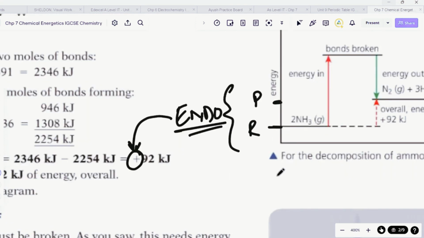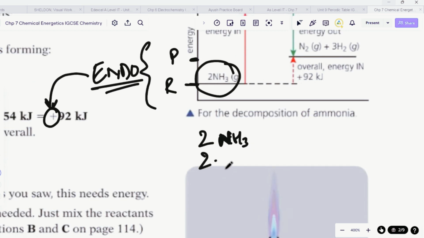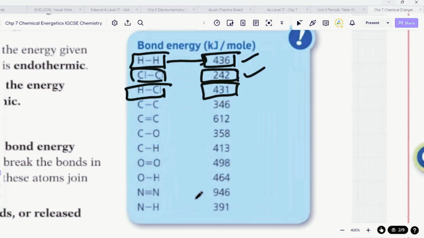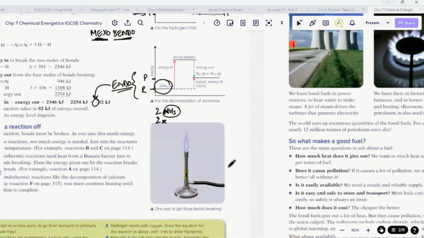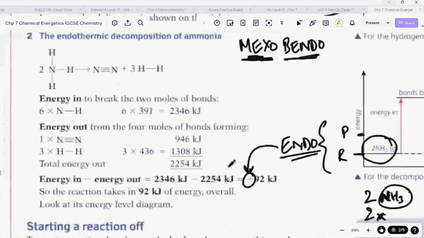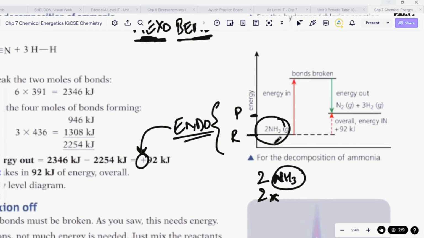Now let's find this part. See this part, 2NH3. 2NH3 means 2 multiplied by the bond energy of NH3. Now let's find the bond energy of NH3. Where is it? Here it is. What is the bond energy between N and H? 391. Okay. So this was NH3 and I just showed you that it is 391.